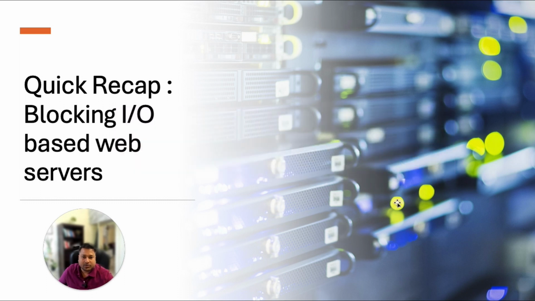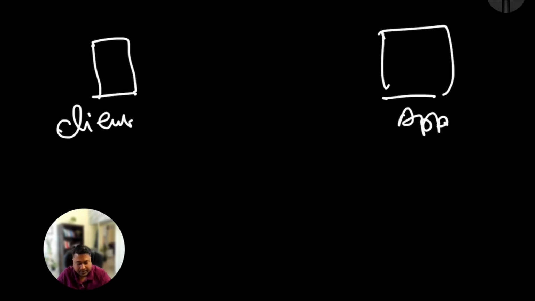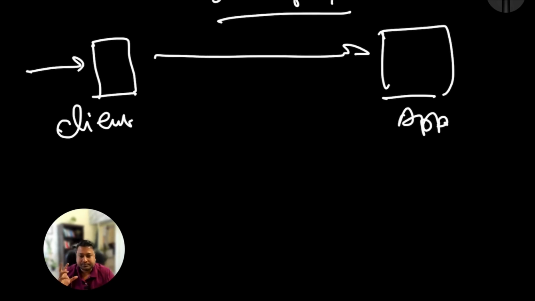So let's go to the designing part and understand how your blocking IO operation works first of all. Let's say you have your client here and then you have your app here. What do you mean by blocking IO? It means the client sends a request to your application. When the client sends a request, it creates a TCP connection to your operating system, and your operating system will be listening on a particular port number for that TCP connection to happen.